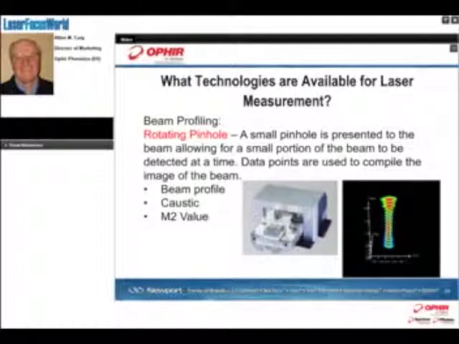A rotating pinhole is another technique of measuring specifically around the spot, or the caustic of the beam. With this device, a small pinhole is presented to the beam, allowing a small portion of the beam to be detected at a time. Data points are then used to compile the image of the beam. You see to the right here the slices of the laser beam and how that energy is distributed around the focus spot. It's used for measuring the beam profile, the caustic or the beam waist, and also providing an M² value, or the focusability of that laser beam.